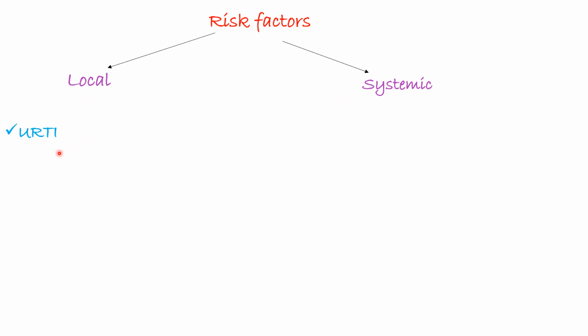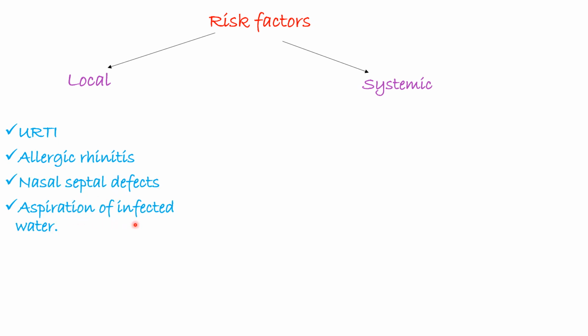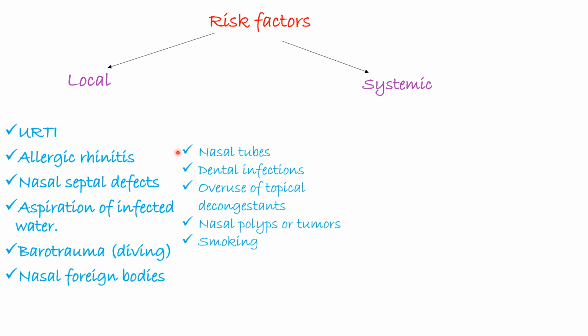So in local, we usually have a patient who comes in with a history of upper respiratory tract infection, allergic rhinitis, nasal septal defects, aspiration of infected water, barotrauma in terms of diving, nasal foreign bodies. We also have nasal tubes, dental infections, overuse of topical decongestants, nasal polyps or tumors, and smoking.